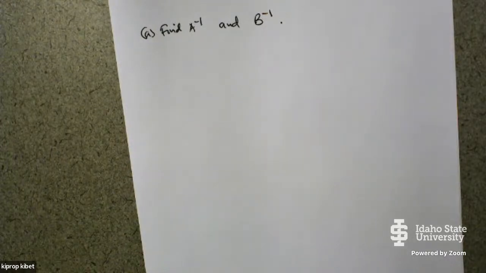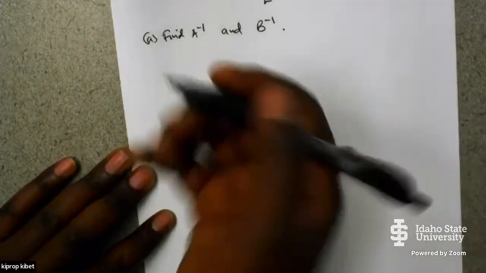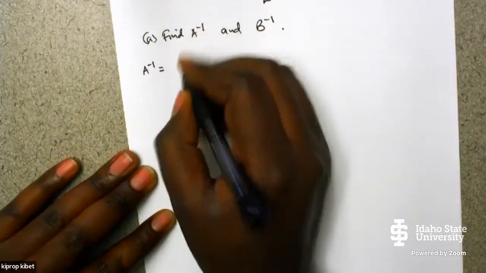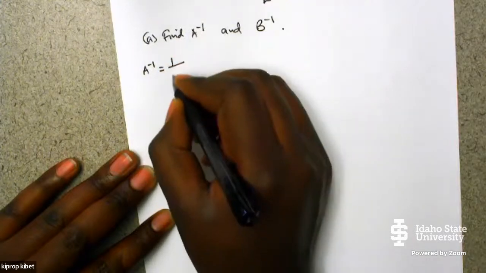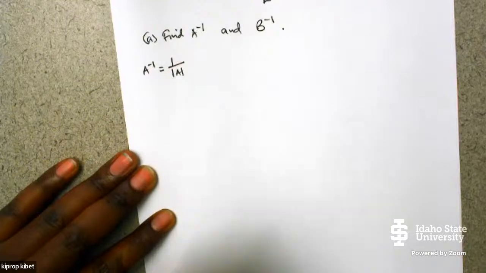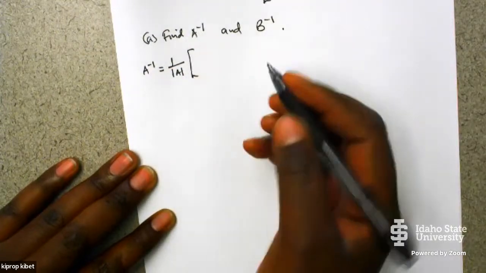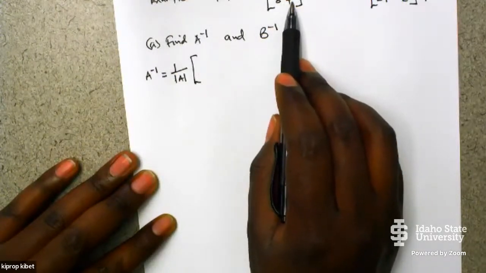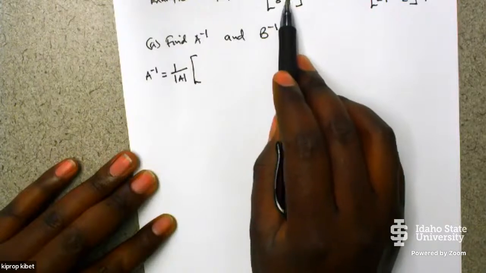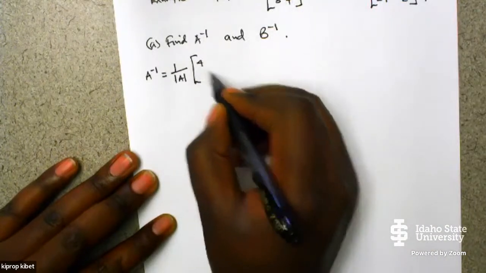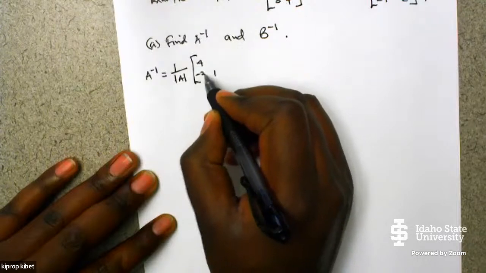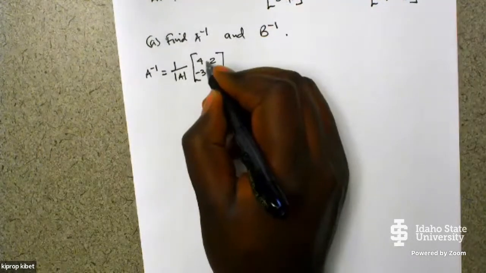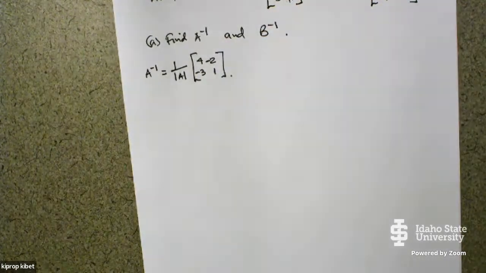So we know that to get A inverse, it is 1 all over the determinant of A, and then you multiply this by the matrix A, where you interchange this and this, which is 4 here and 1 here, and then you put the negatives, -3 and -2 there.